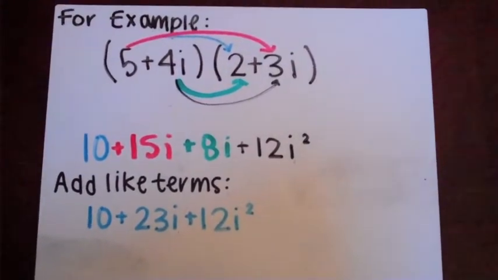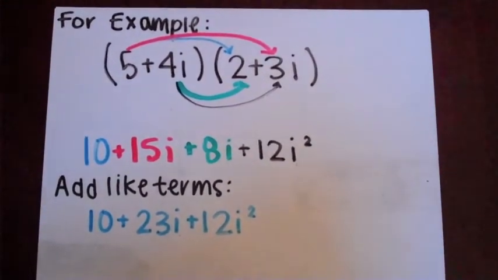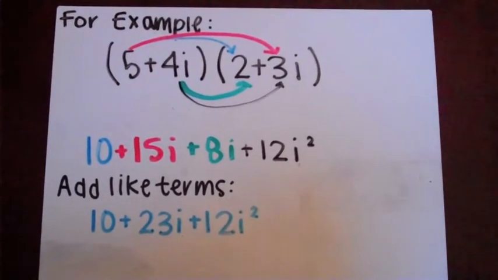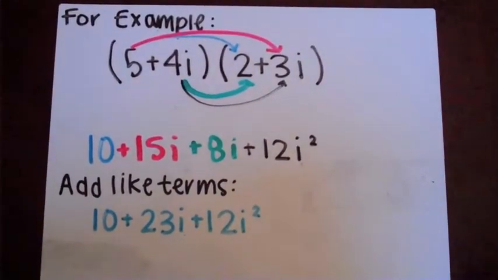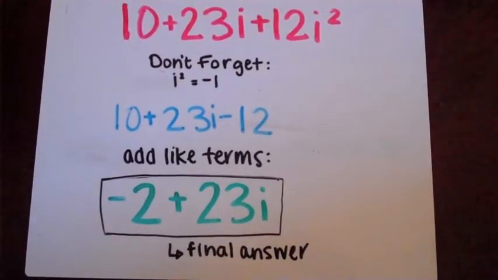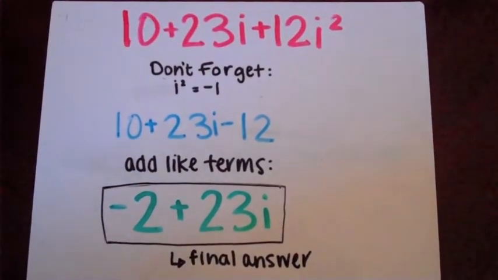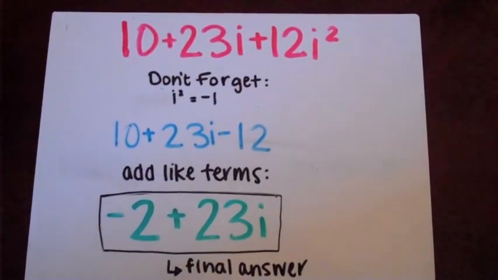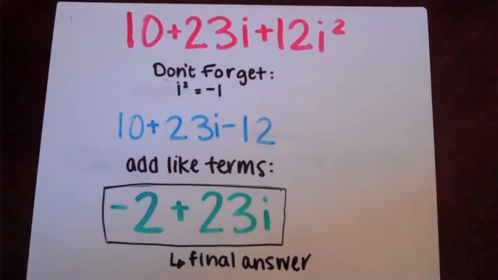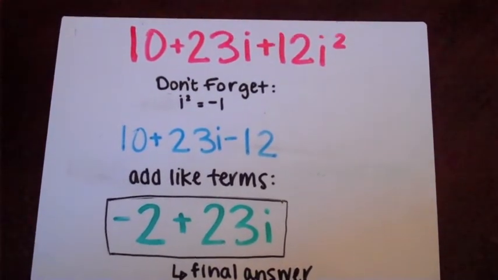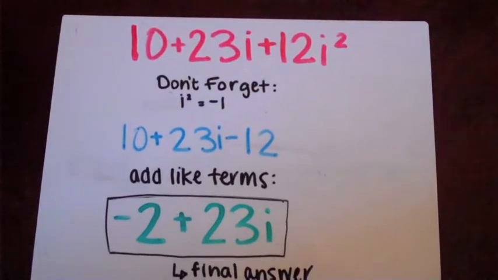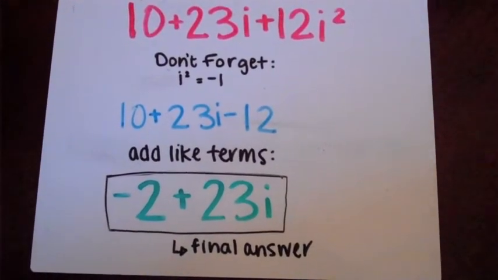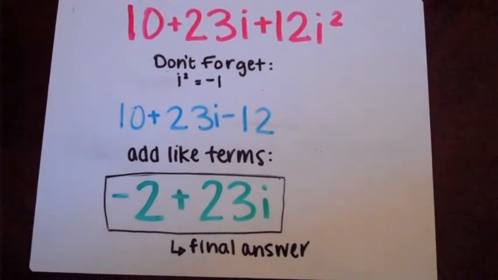Add all like terms, giving you a complete simplified answer of 10 plus 23i plus 12i squared. Once you have the equation 10 plus 23i plus 12i squared, please do not forget that i squared equals negative 1, giving you an equation of 10 plus 23i minus 12. Next, you add all like terms, give you a final answer of negative 2 plus 23i.